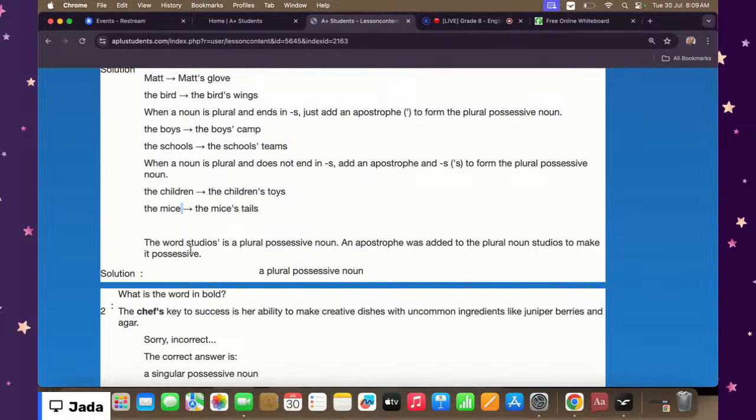So we have the studios. It's already in plural, but it didn't have an apostrophe before. It's just plural, it doesn't have an apostrophe before the s. Because it comes in plural form already with s, you just put the apostrophe after. That's all. So the noun is already a plural noun, so you just add the apostrophe after the s.